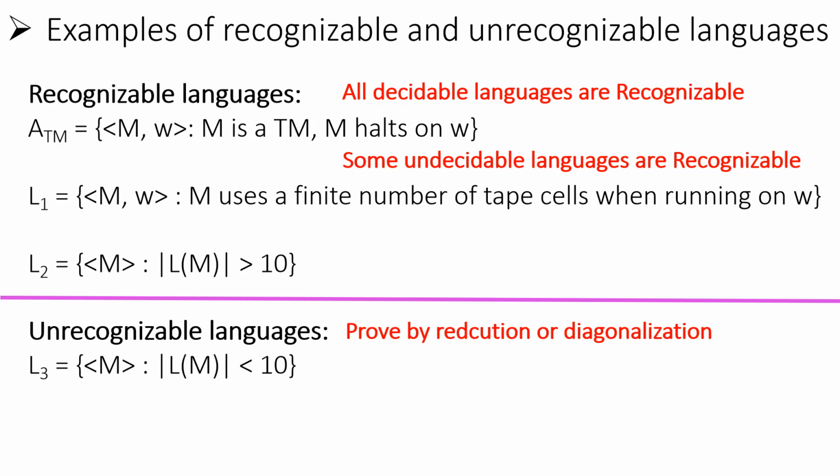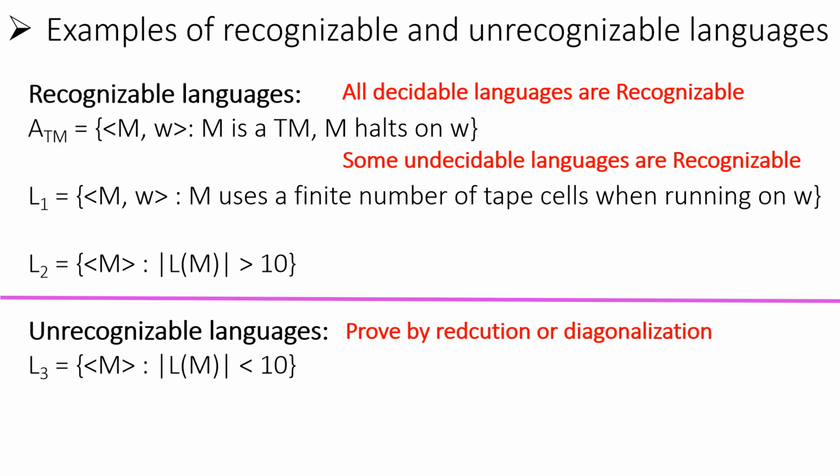Now let's move on to another topic, recognizable languages and unrecognizable languages. Recall the definition for recognizable languages is that there exists a Turing machine that can recognize the language. We will talk more about it with the examples. For now, let's just have a look at some examples of recognizable languages.